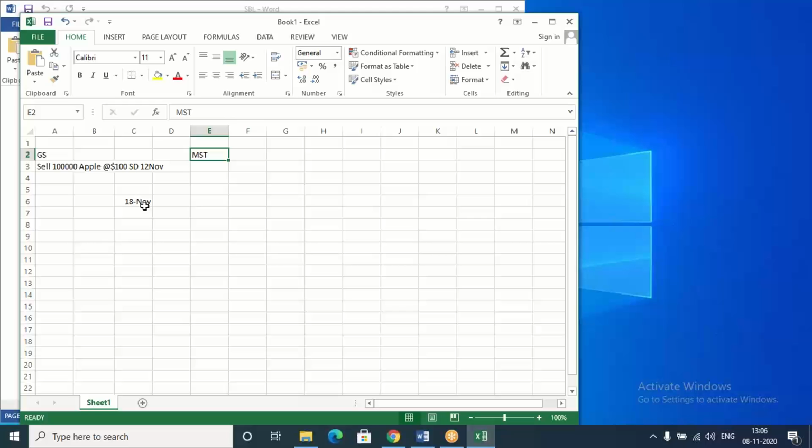The Morgan Stanley trader is seeing this. Hey, I'm supposed to receive 100,000 Apple shares at $100 each from Goldman Sachs on the 12th, but they still didn't deliver. It's the 18th of November. I need these shares. What are they doing? Let me check with my back office. Morgan Stanley back office says we haven't received the shares. Now, the Morgan Stanley front office trader says, let's send them a buy-in notice.